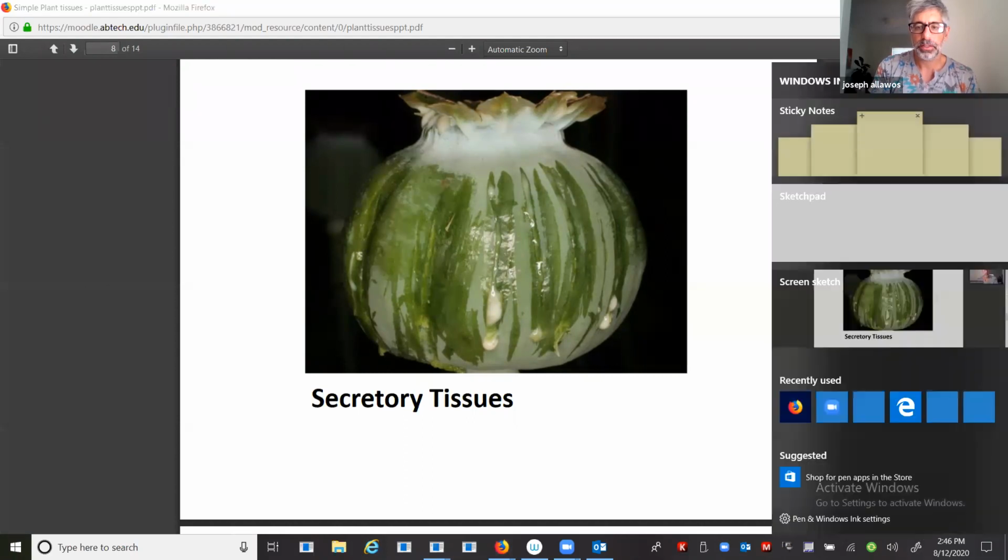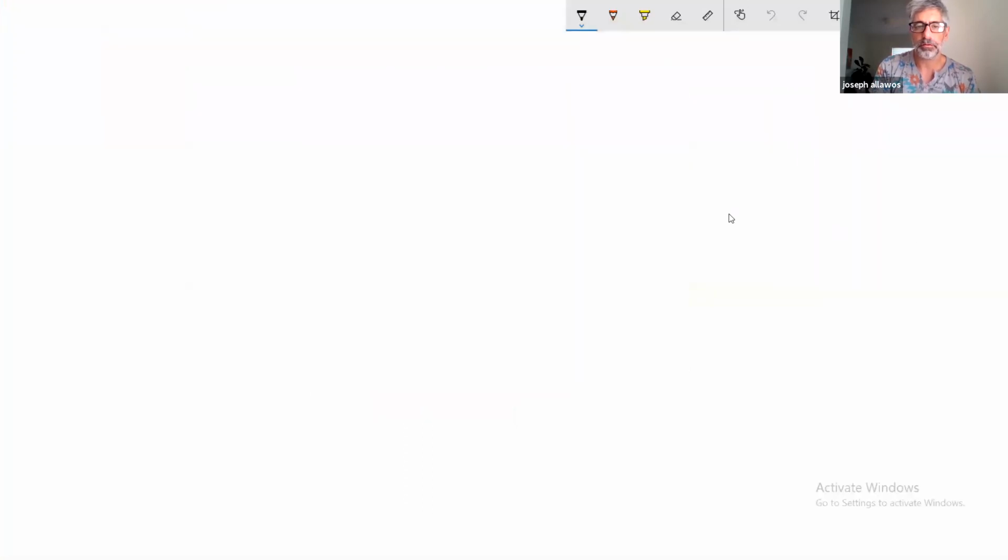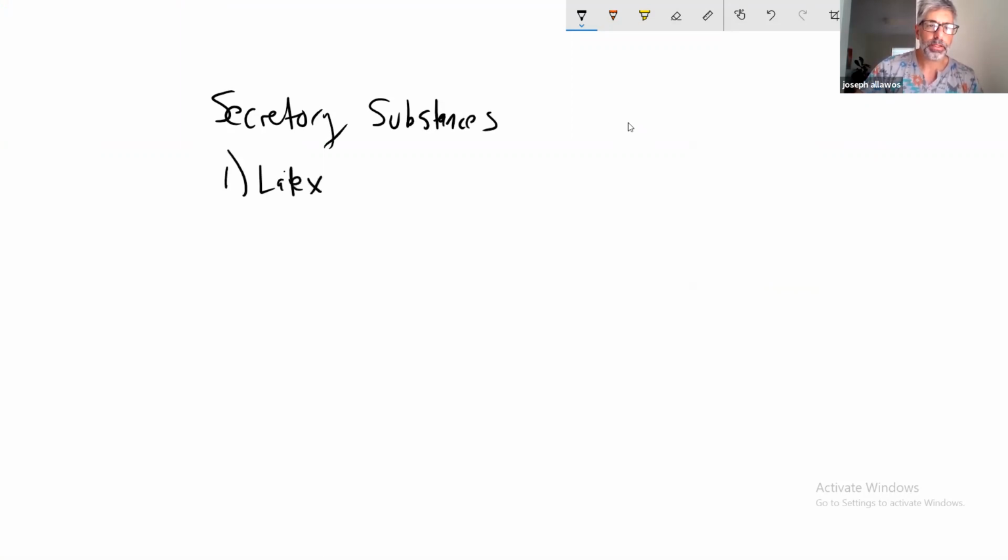Let's make a list of different kinds of secretory substances that plants might make. Latex is important, and it's important for a variety of reasons. We use it, it's useful. I don't know why I put a T there. Didn't do very well, sorry. Let's try this. L-A-T-E-X. Maybe that's how I had it spelled before, but it looked funny.